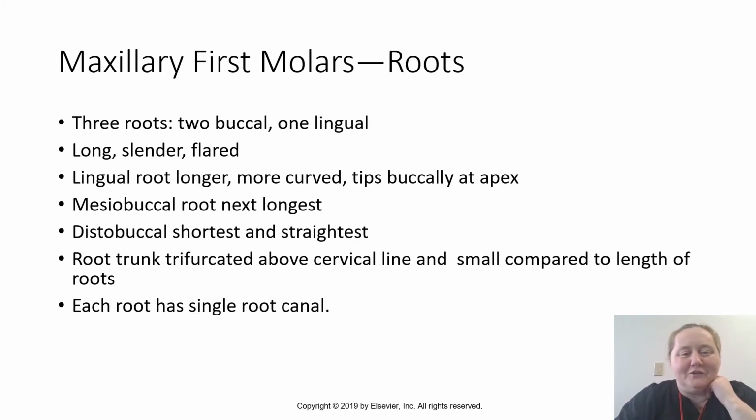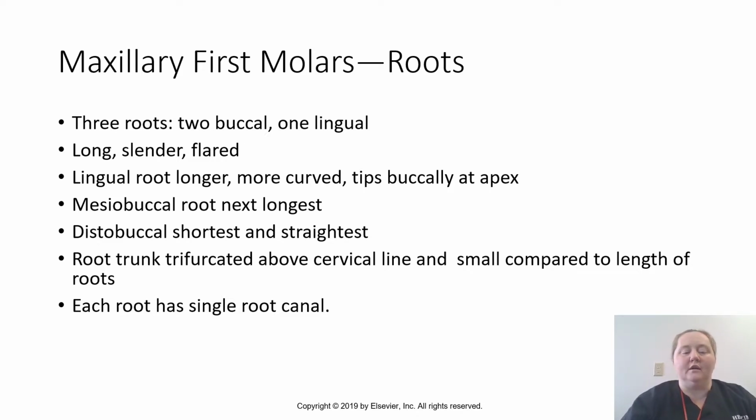Okay, maxillary first molar roots. We have 3 roots, just like we do in our permanent dentition. We have 2 buccal, a mesial buccal and a distal buccal, and 1 lingual. They're very long and slender. They're really flared, and that's just to allow that premolar to sit kind of in those roots and resorb them, okay? The lingual root is going to be longer and more curved, and it tips buccally at the apex. So that's a little bit different, right? The mesial buccal root is the next longest, and the distal buccal root is the shortest.